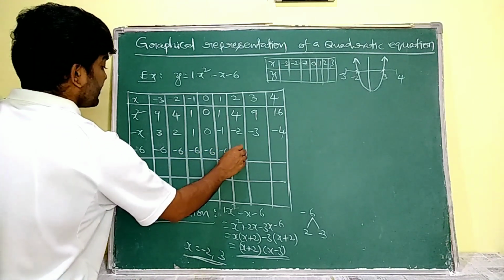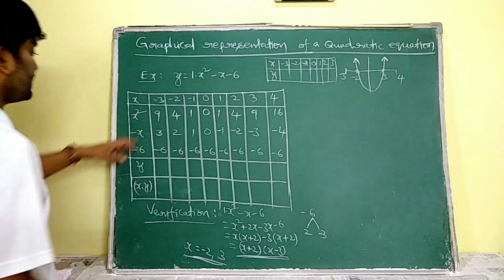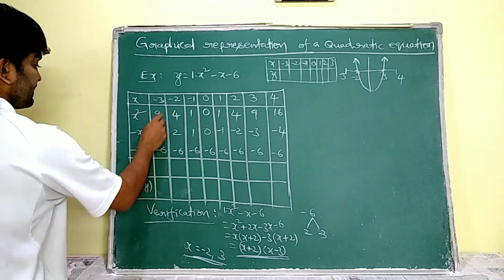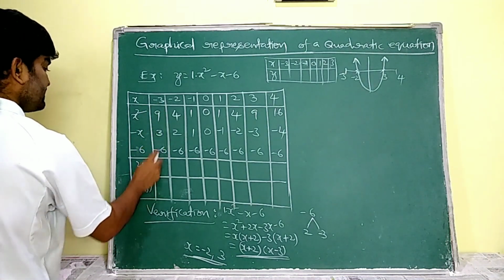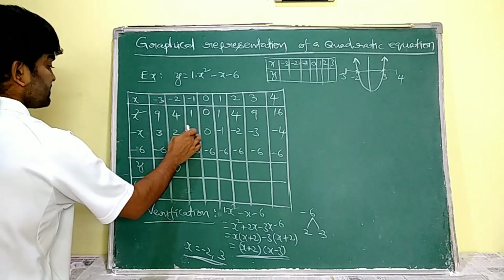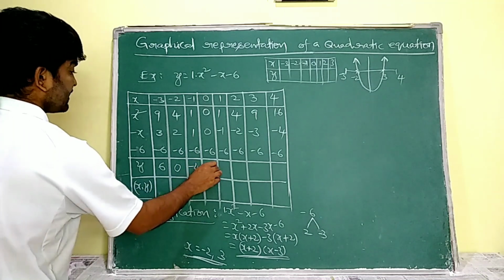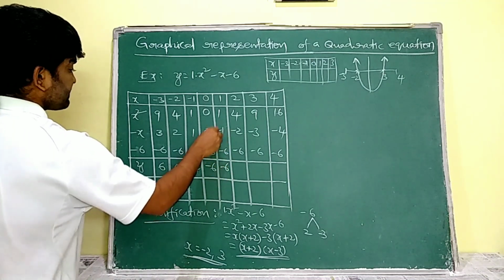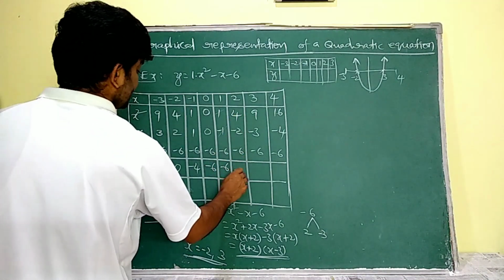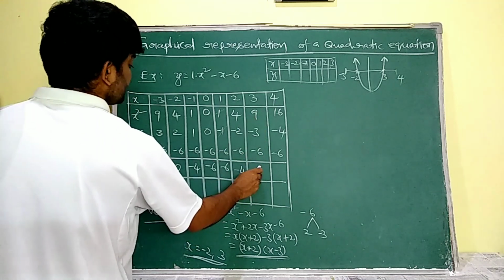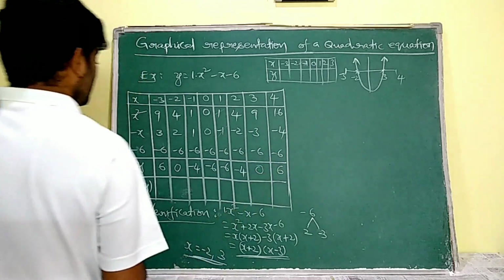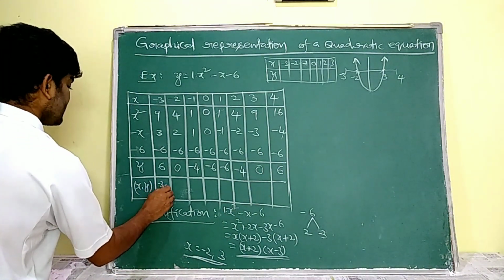Now see, the together value of x square minus x minus 6 gives y. So add these values: 9 plus 3, it is 12, 12 minus 6 means 6. Then 6 minus 6, 0. 1 plus 1, 2, 2 minus 6 means minus 4. It is minus 6, why? Because plus 1 and minus 1 are going to be cancelled. Now see, plus 4 minus 8, that is minus 4. It is 0. And 16 minus 10, that is 6. So these are the points, minus 3 comma 6.